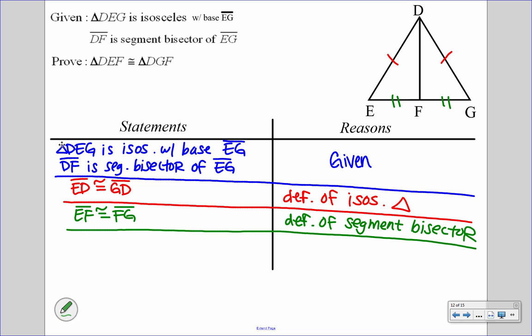And now our very last one is we can actually look at the picture and they share a side. So we know that this is congruent to itself, and we're going to do the 3 dash marks. So we can say that DF is congruent to DF because of the reflexive property of congruence.